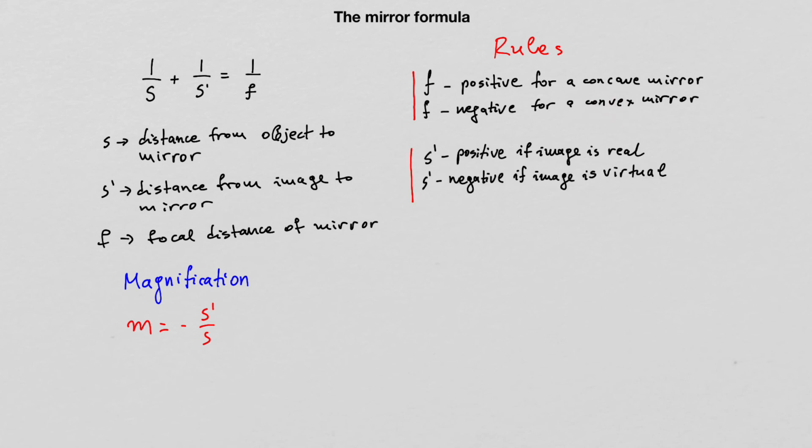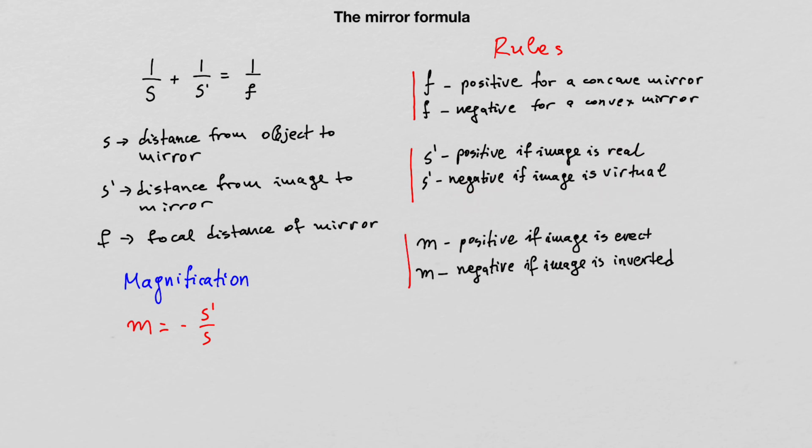Here are the rules for the distance from the image to the mirror. The distance from image to the mirror is positive if the image is real, which means the image is in front of the mirror. The distance from the image to the mirror is negative if the image is virtual, which means the image is behind the mirror. That means that if you're calculating for the distance from the image to the mirror and you get a positive number, that means that the image will be real. If you get a negative number, the image is virtual.